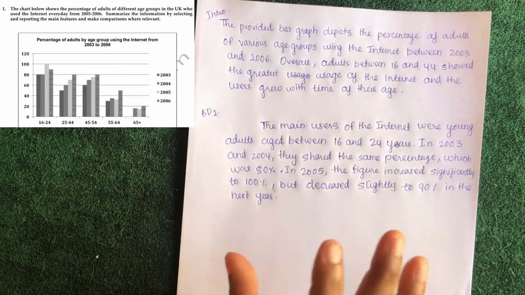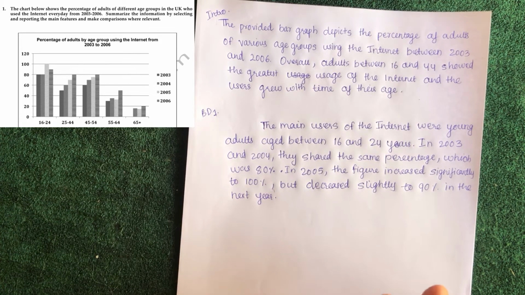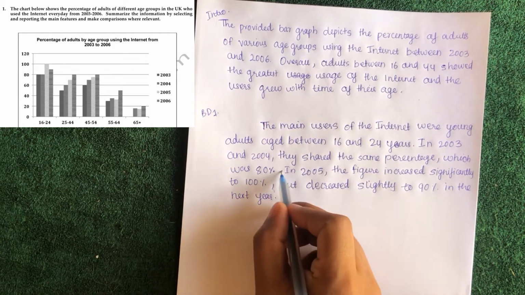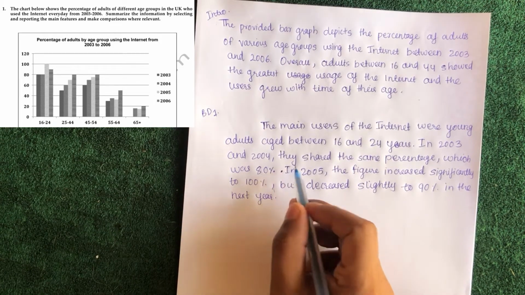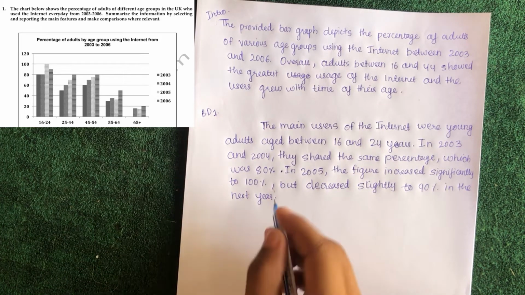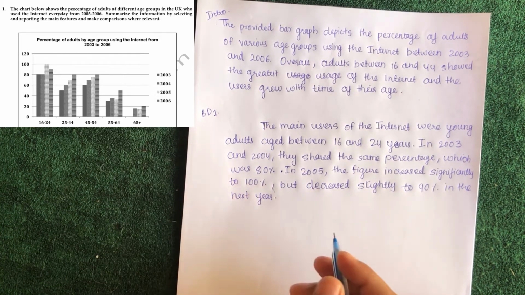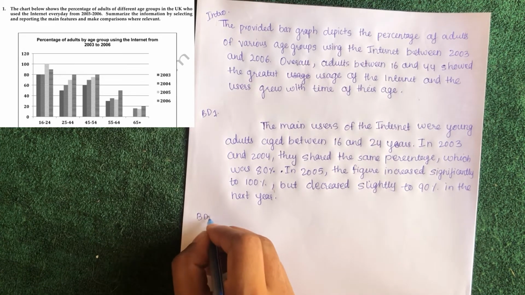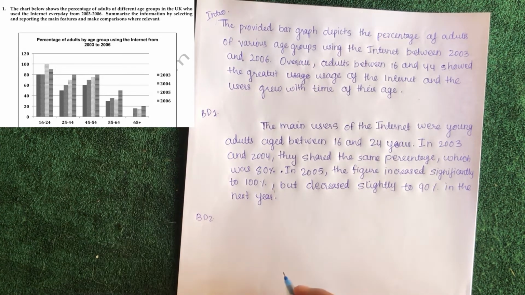This is how you should write without any stress, no grammatical mistakes. Use proper full stops and write proper capital words. Always use a comma wherever relevant. Okay, now we'll go to BD 2.